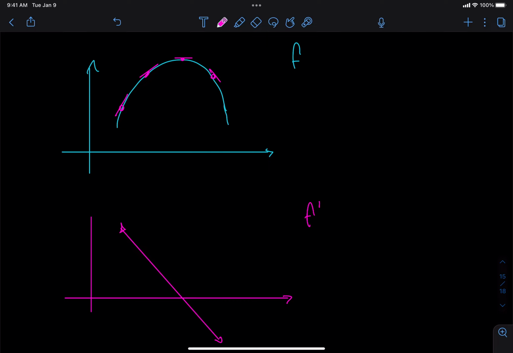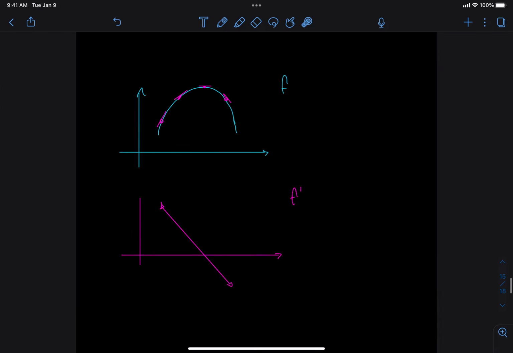then I get a picture which looks like this, because this slope is positive, so this height is positive. This slope is positive but less positive, so this height is positive but less positive. This slope is 0, which is why the function goes through the x-axis here. And this slope is negative, which is why we have a negative height here, okay? So that's the graph of the derivative, right?